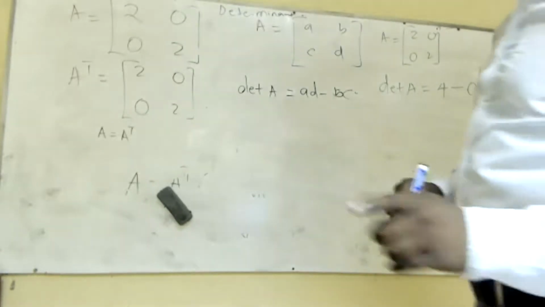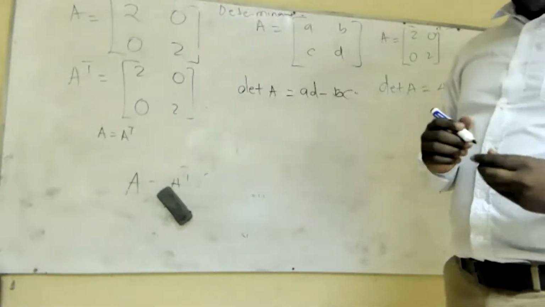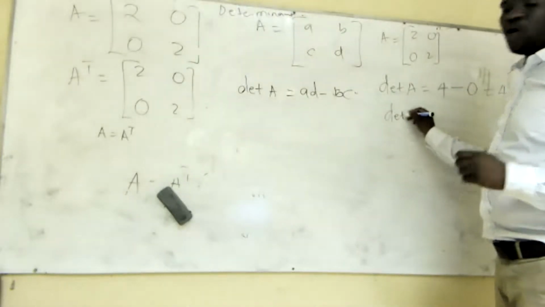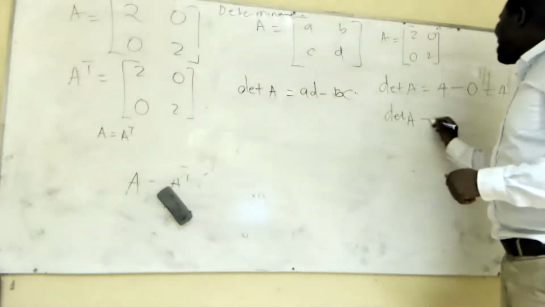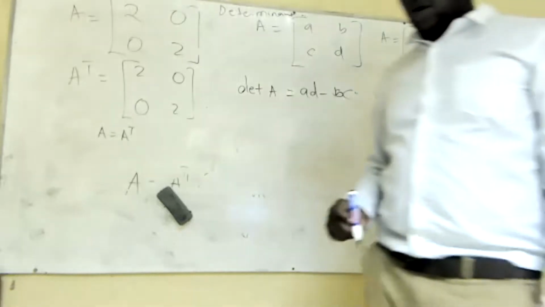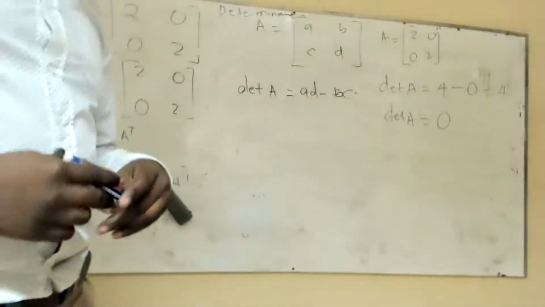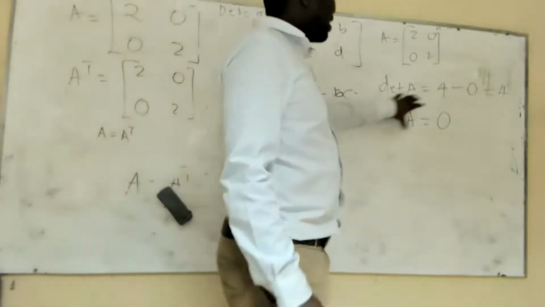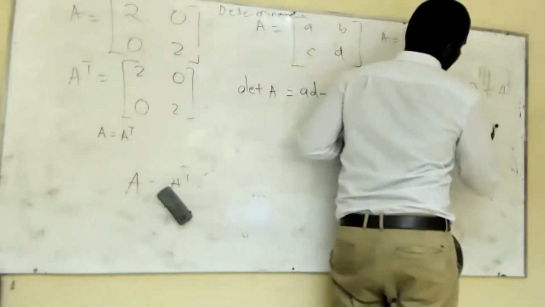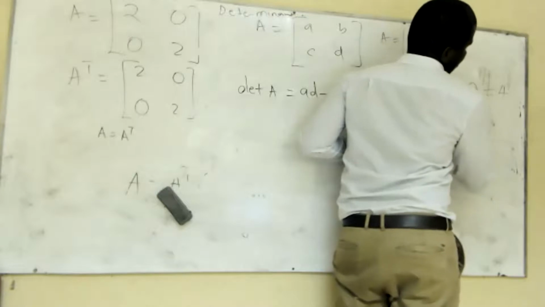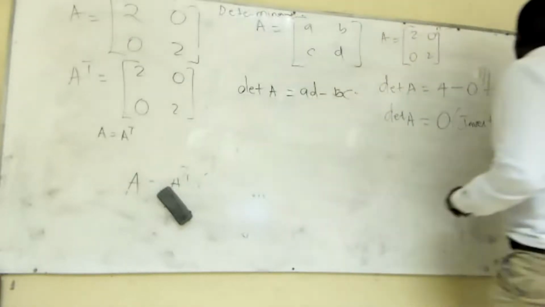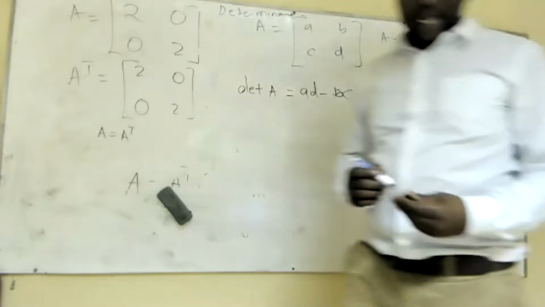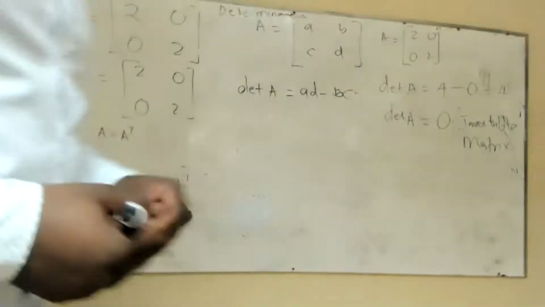Now, recall the condition for an invertible matrix. For matrix A to be invertible, whether 2 by 2 or 3 by 3, the determinant of the matrix must not be equal to 0. So if the determinant of the matrix is not 0, then it is an invertible matrix.